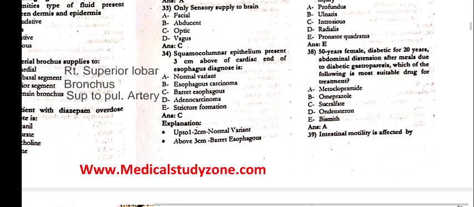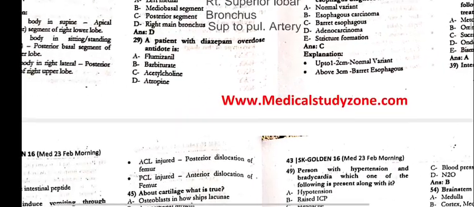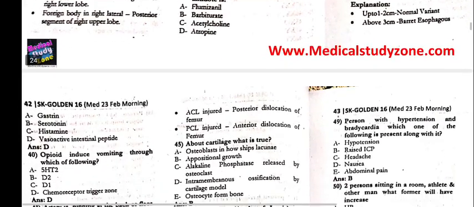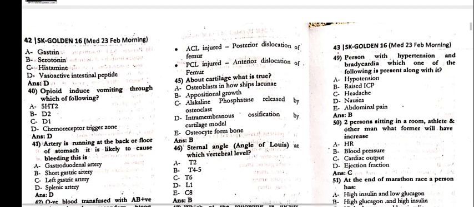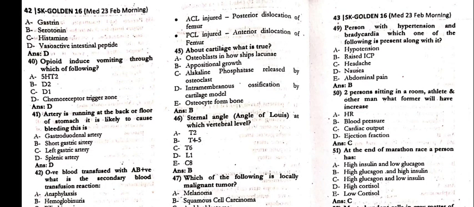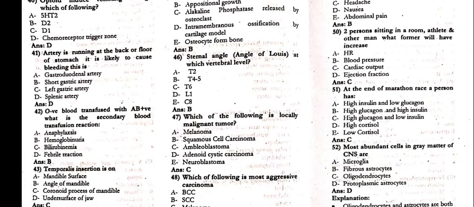38, the 58-year-old female diabetic for 20 years, abdominal distension after meals due to diabetic gastroparesis. Which of the following is the most suitable drug for the treatment? It is the metoclopramide. Intestinal motility is affected by VIP, vasoactive intestinal peptide. 40, opioid induced vomiting is through which of the following? The chemoreceptor trigger zone. Next, 41, the artery running at the back or the floor of the stomach likely to cause the bleeding. This is the splenic artery.